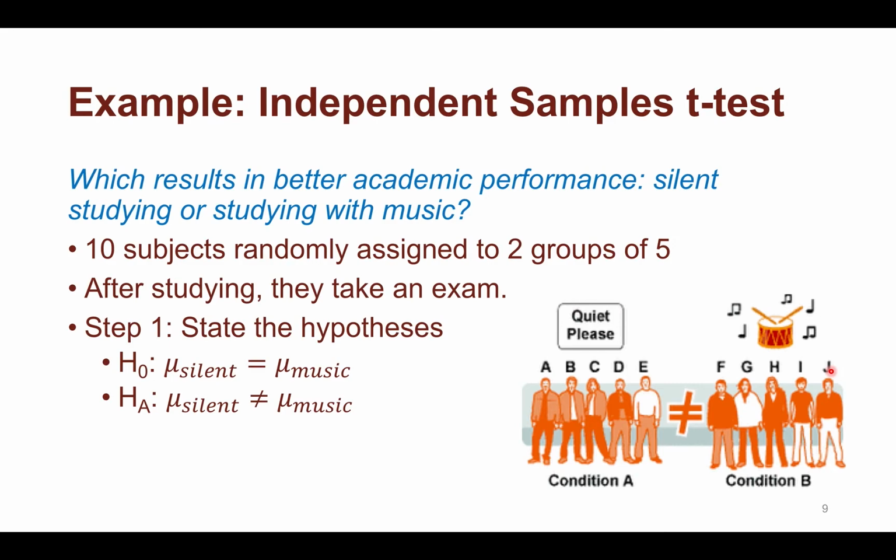So the hypotheses are that for the null, mu silent equals mu music. For the alternative, mu silent does not equal mu music. Again, these are just the means of their test scores comparing between those two different conditions.